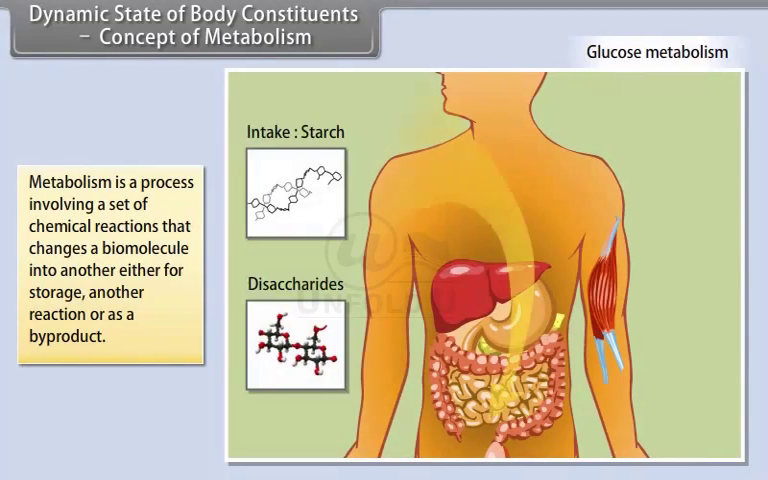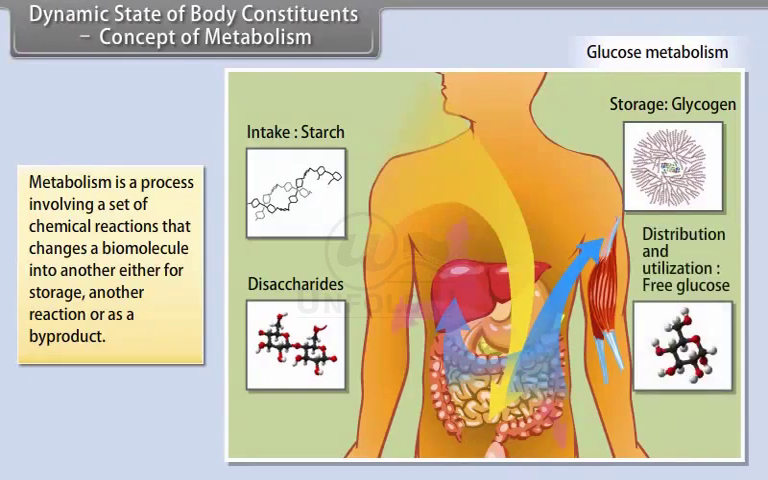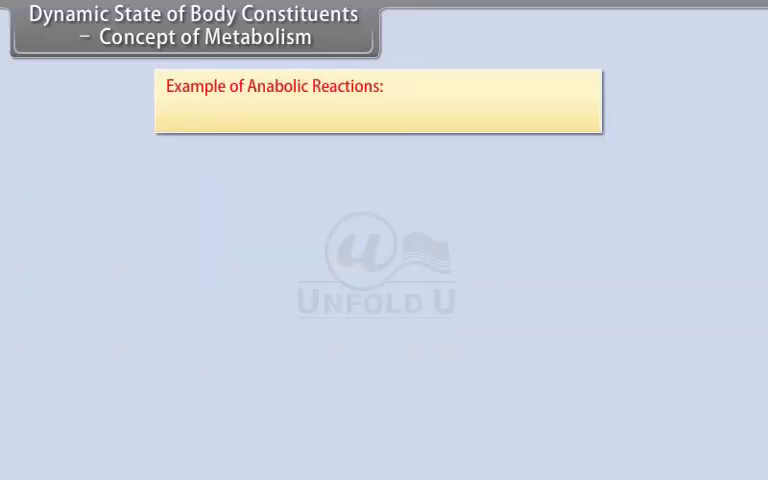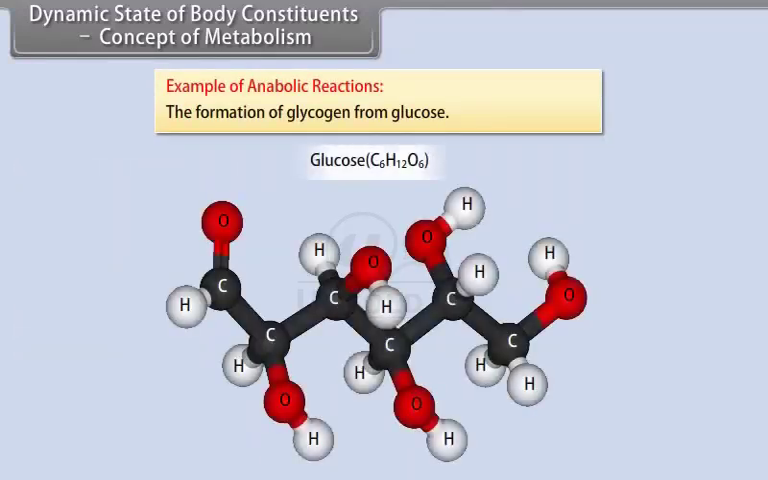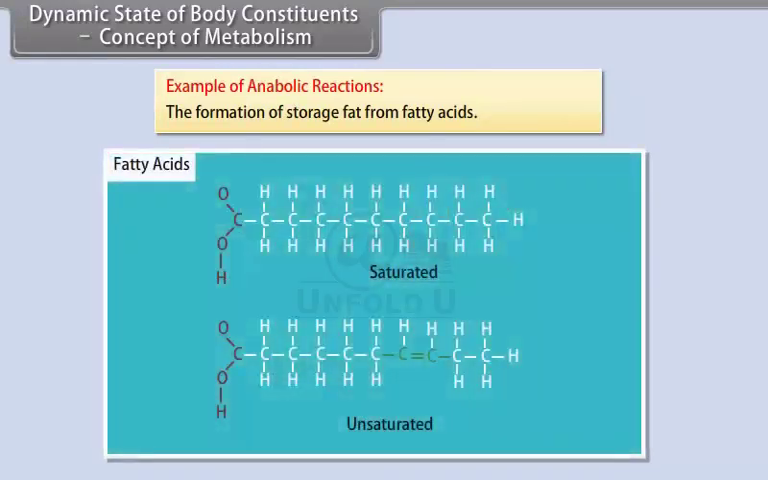Metabolism is a process involving a set of chemical reactions that changes a biomolecule into another, either for storage, another reaction, or as a byproduct. Examples of anabolic reactions: the formation of glycogen from glucose, the formation of proteins from amino acids, the formation of storage fat from fatty acids.